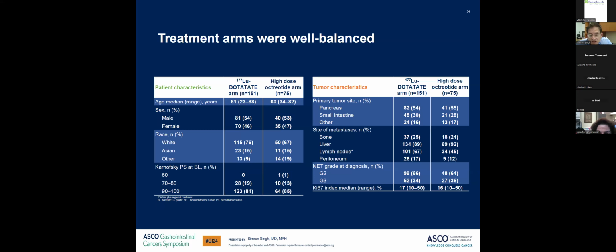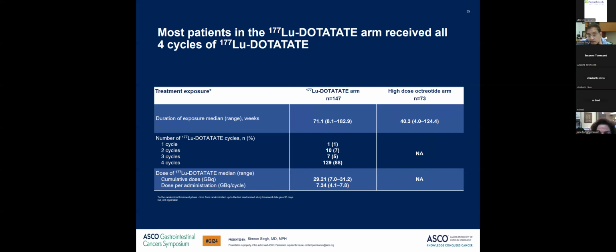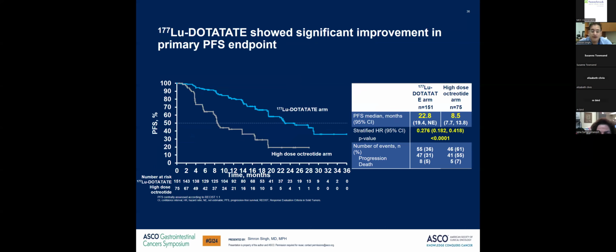A vast majority of these patients had liver metastases, as we would expect, because these were metastatic, non-operable patients. And the ratio of grade 2 to grade 3 was about 2-to-1, with a median Ki-67 index of 17% in the lutetium dotatate arm and 16% in the high-dose octreotide arm. So fairly well balanced, but also indicating that this was really a more aggressive population. Most of the patients were able to complete all 4 cycles, 88% of patients, indicating that this was well tolerated.